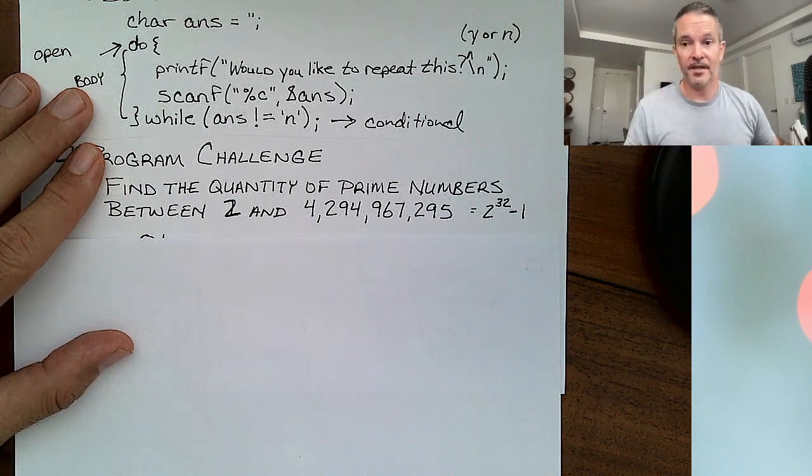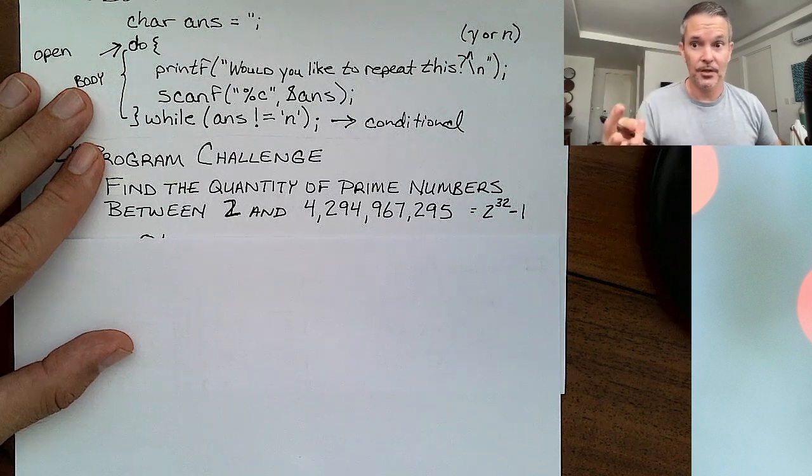So a couple quick examples. A prime number is 2. It's only divisible by 1 and 2. The next prime number is 3. The next prime number is 5. The next prime number is 7.